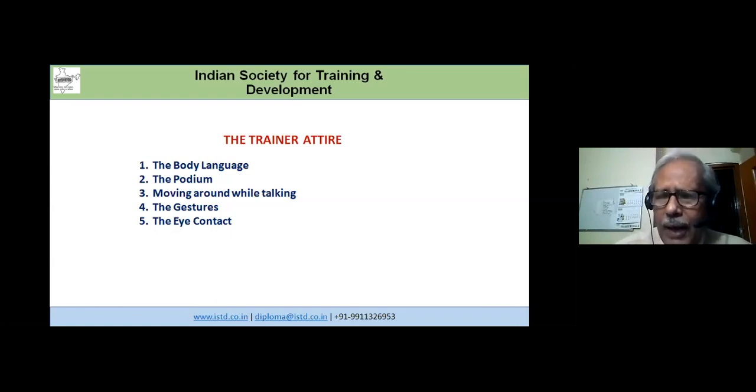Your body language has to be positive, because that positive body language is going to be transpired in the minds of the trainees, and you are going to create an impression in the minds of the trainees accordingly. So that's a very important thing, the trainer attire, number one, body language. Next, one very, very important thing we would like to point out is how we are going to use the podium. In certain cases, maybe in the training room, there is a podium kept. There's a purpose of keeping the podium, and it must be used only for that purpose.